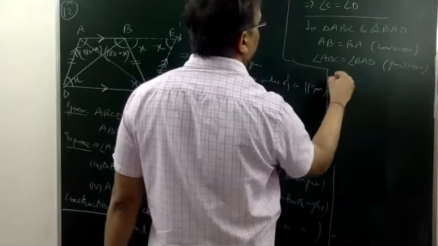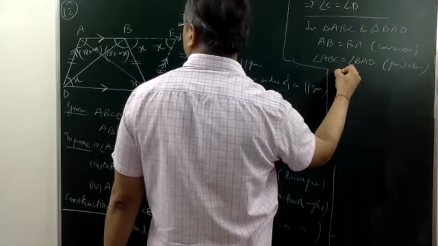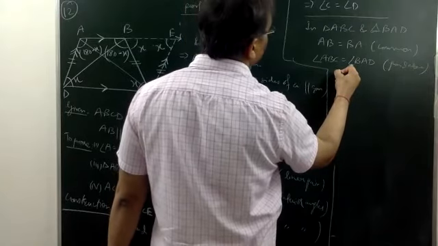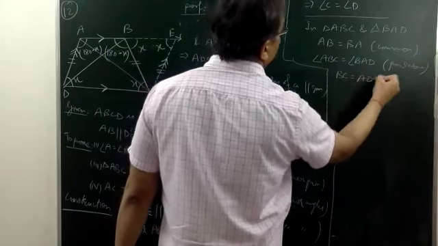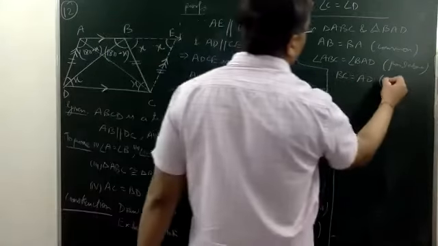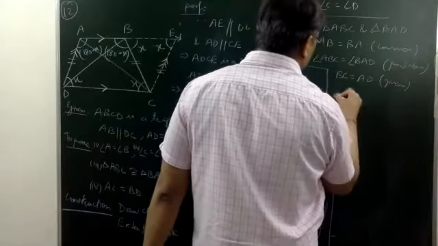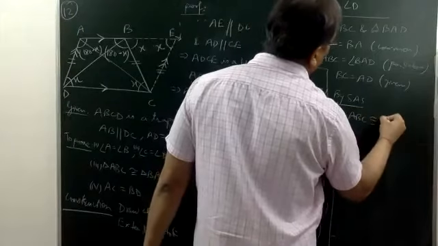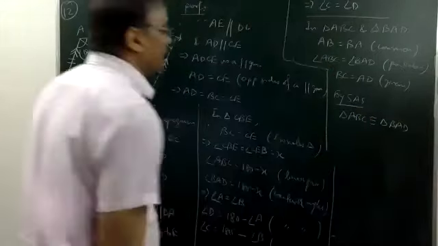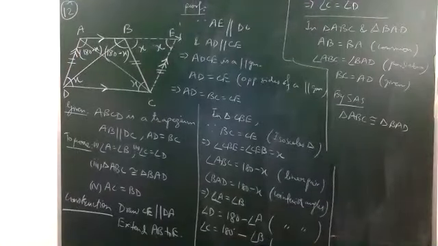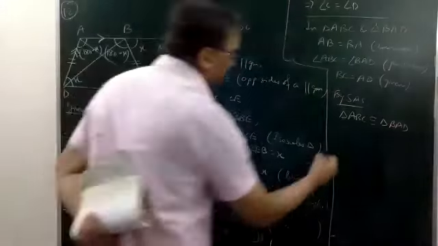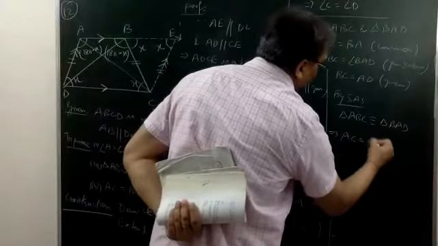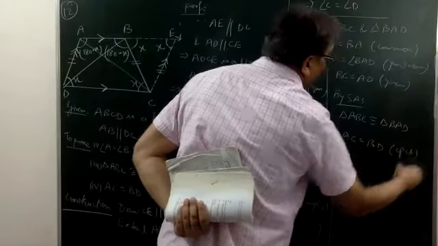And then we have AD is equal to BC. BC is equal to AD. This is given. So by SAS, we have triangle ABC congruent to triangle BAD. Now, third one is also done. Fourth is AC is equal to BD. So by CPCT, this implies AC is equal to BD by CPCT.